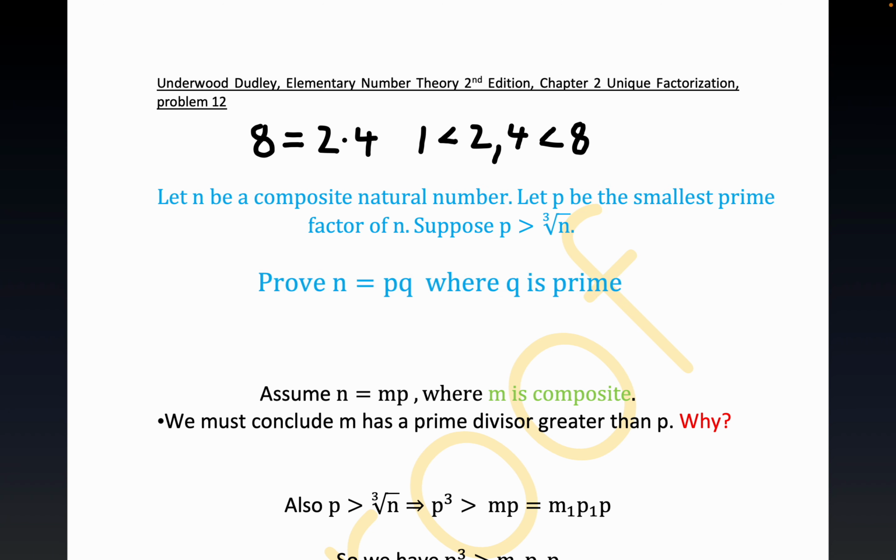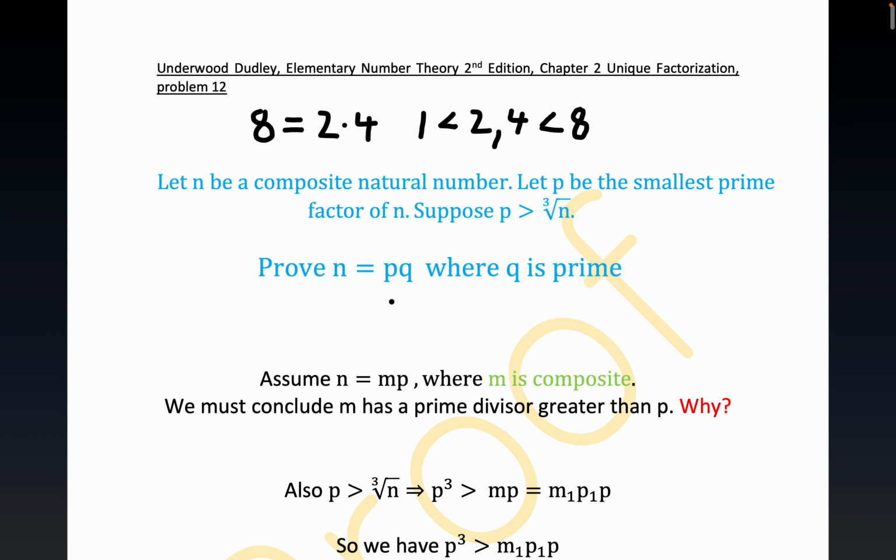Now, what we're trying to prove tonight comes straight from a number theory book by a well-known author. Let n be a composite natural number. Let p be the smallest prime factor of n. Notice any composite number has a prime divisor. Any natural number has a prime divisor. Now, we also have this relatively strong condition that the smallest prime divisor or factor is going to be greater than the cube root of the number itself. All right, so we're supposed to prove that n is equal to p times q.